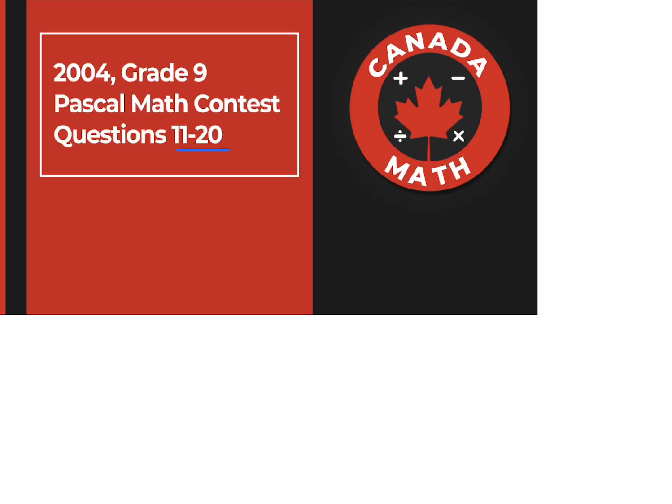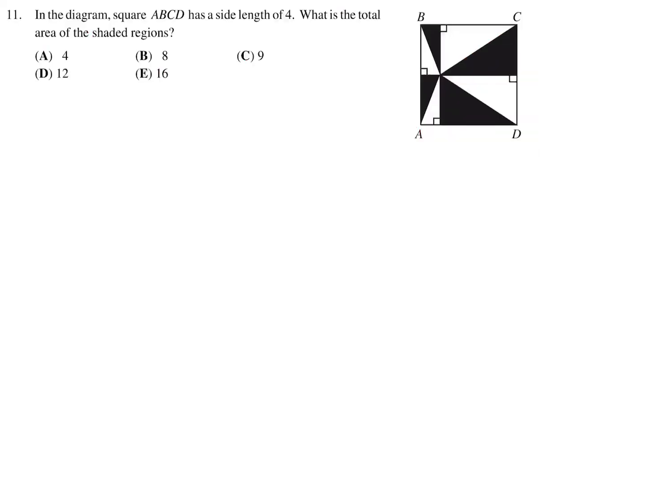Questions 11 through 20 on the 2004 grade 9 Pascal math contest. In the diagram, square ABCD has a side length of 4. What is the total area of the shaded regions? So this is 4, and this is 4.